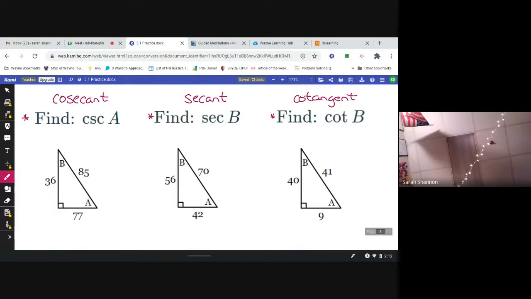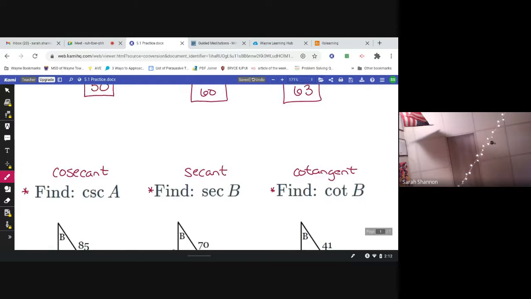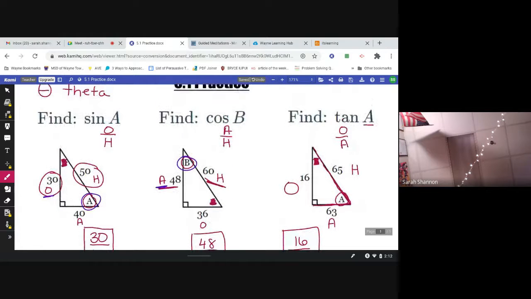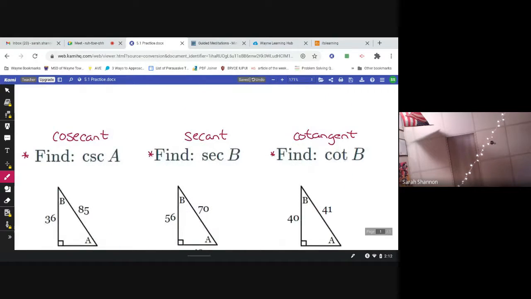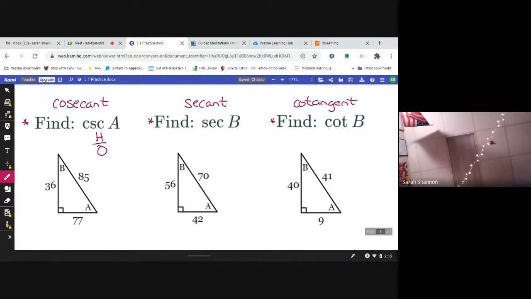And that means all you have to do is flip that fraction. So I know that for cosecant, if sine is O over H, that means cosecant is going to be H over O. So I always think about the sine and the cosecant being paired up. So I'll either write them like one on top of the other or to the side of each other, but they're always kind of paired.